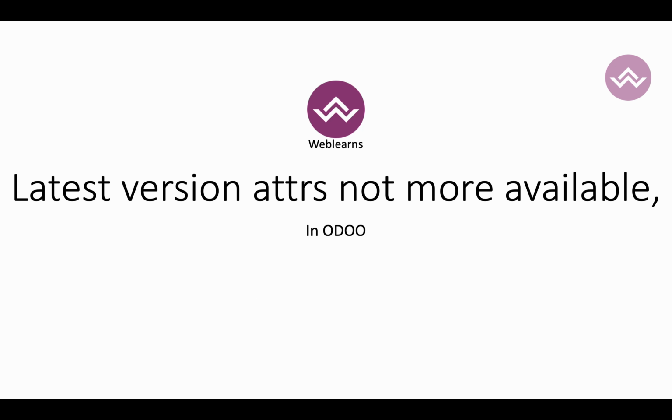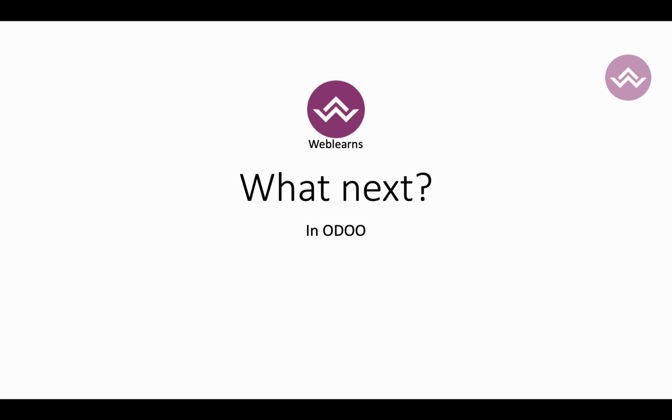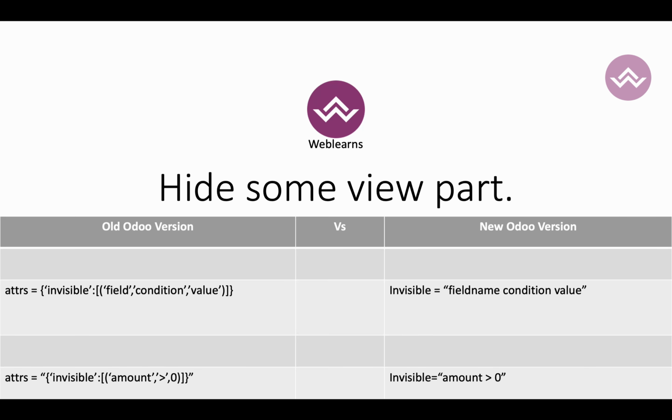So let's see what the new attributes available in the latest version are. From 17 to the latest version, Attrs is not available. Whatever we were using as a key in key-value form, that particular key is itself now available as an attribute, and on those attributes we directly apply conditions. I think it's very confusing, right? So let's see the basic examples one by one.